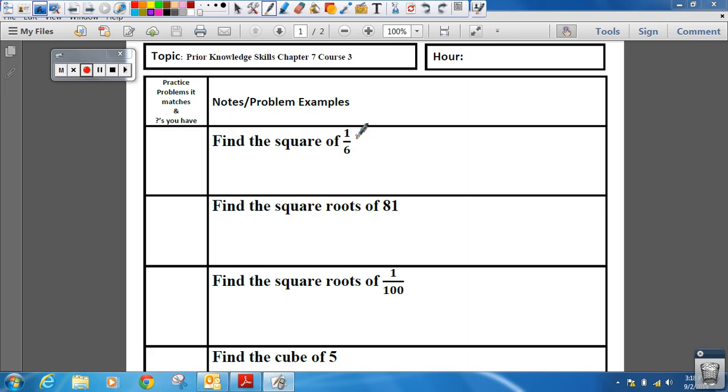So to find the square of 1/6, that is telling you that you're taking 1/6 times 1/6. 1 times 1 is 1. 6 times 6 is 36. So the square of 1/6 is 1/36.